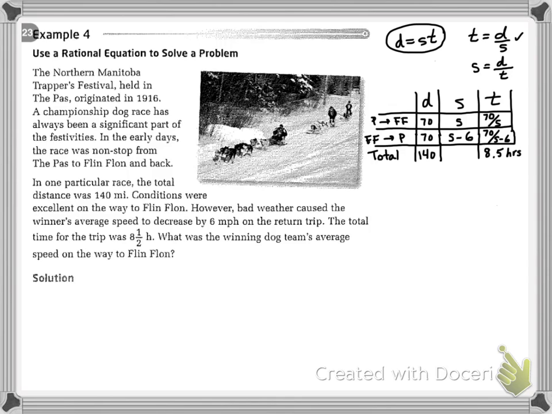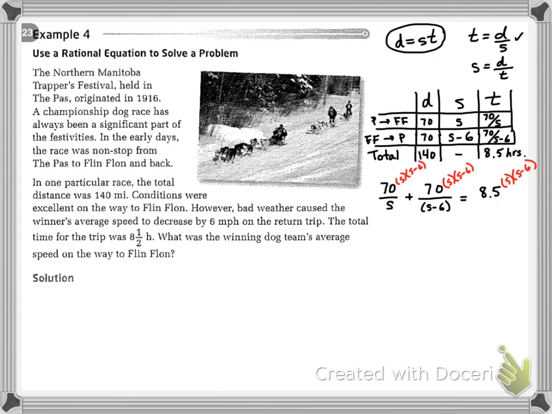This last column is going to allow us to put together an equation. We now have 70 over s plus 70 over s minus 6 has to equal 8.5. Now what we're going to do is solve this equation. We have an s and an s minus 6 in the denominator, so we're going to times by our common denominator of s times s minus 6. So everything on both sides has to be times by s minus 6 times s.